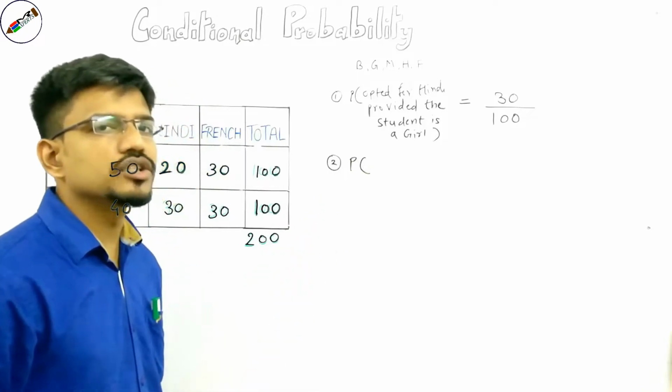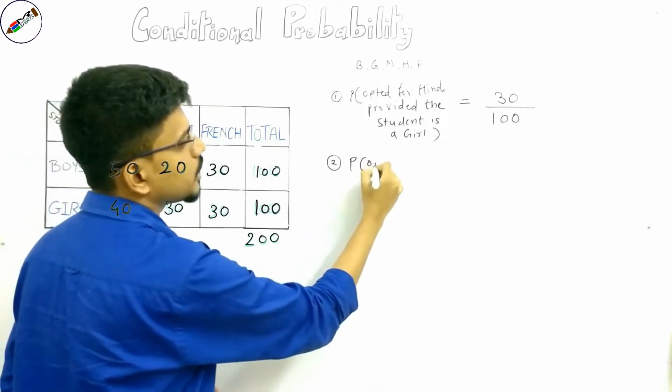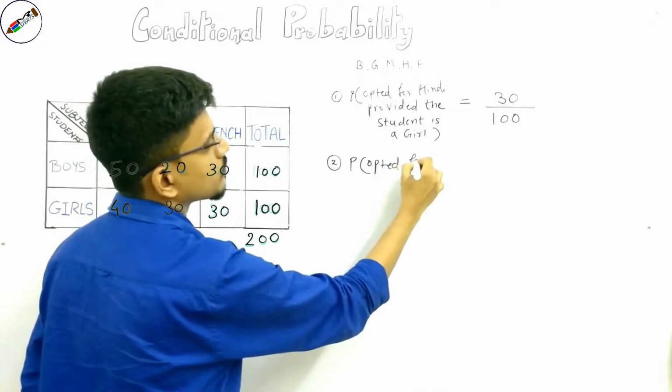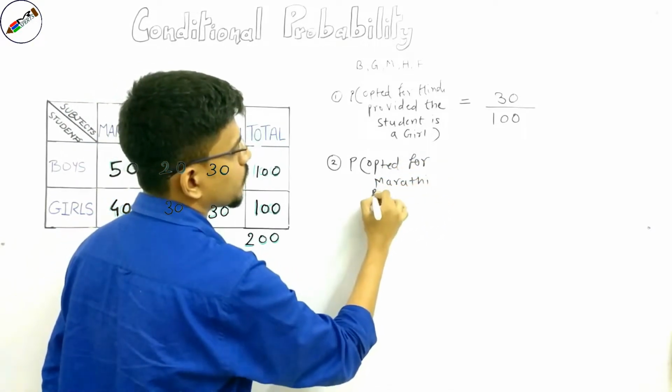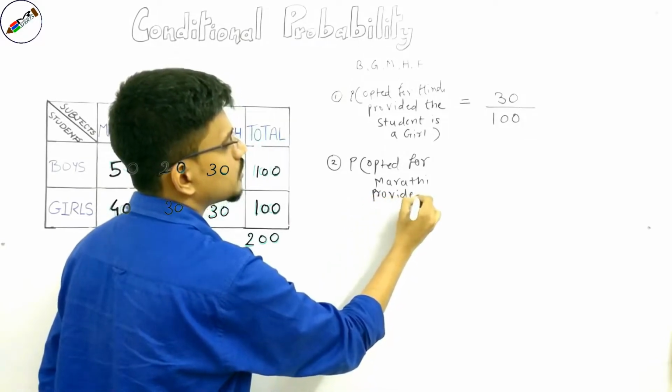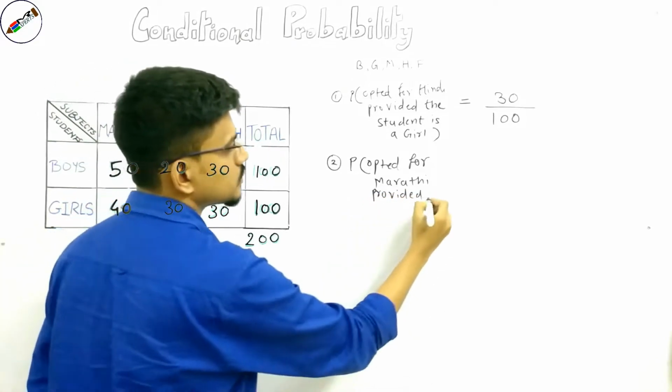Now let us take one more example and understand this. The probability that the student has opted for Marathi provided the student is a boy.